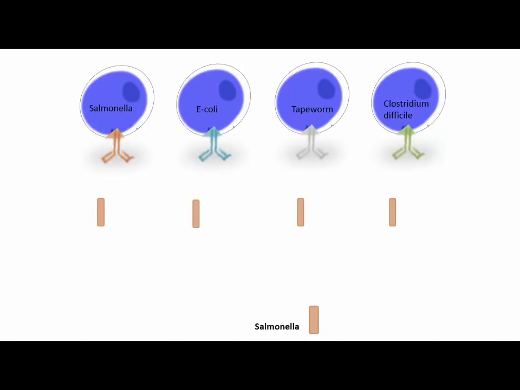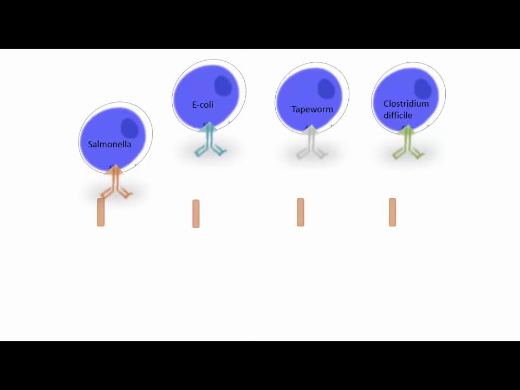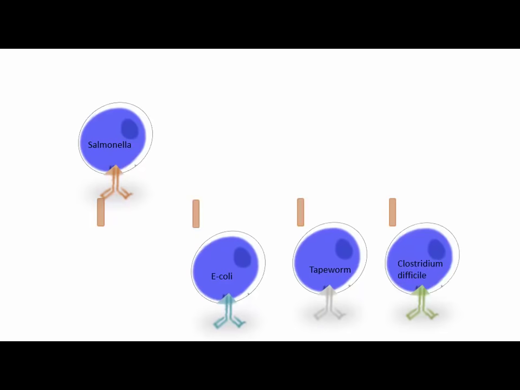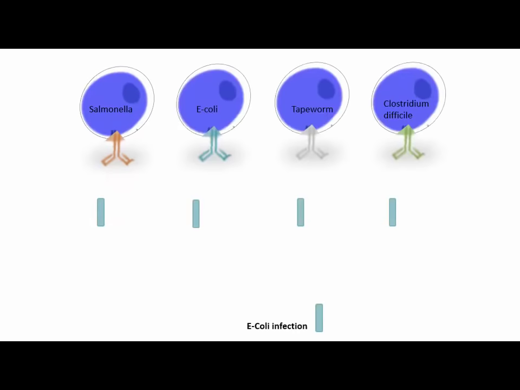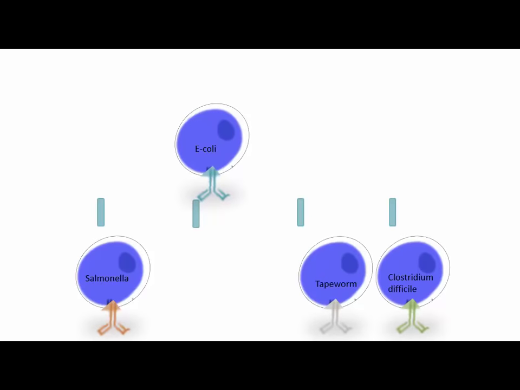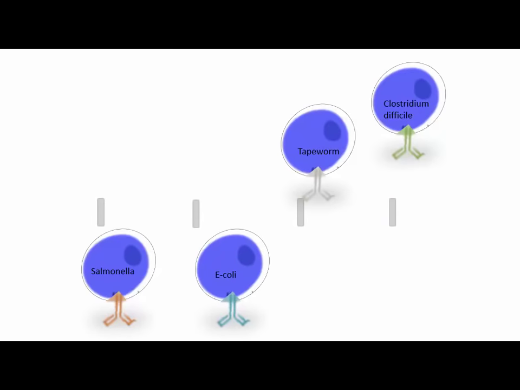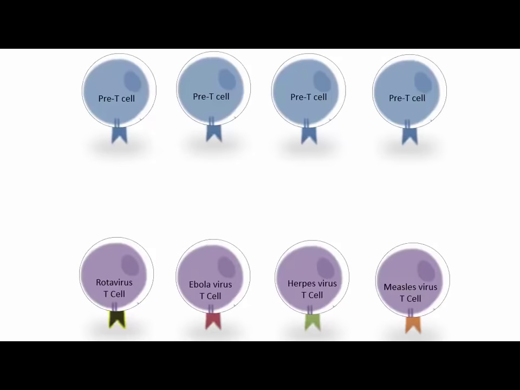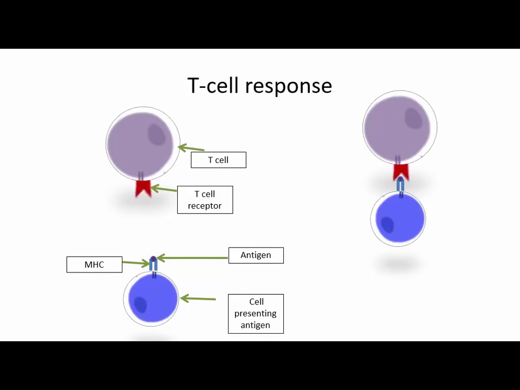If we get a Salmonella infection, the only cell of those 4 cells that can respond and recognize against it is the B cell that changed its B cell receptor gene to enable it to bind and recognize it. The rest of them won't be able to recognize it because their new receptor just doesn't bind to it. Okay? In the case of E. coli, that cell is the only one to recognize it, and so on. Tapeworm and Clostridium difficile. Okay? And it's the same with the T cell. Okay?